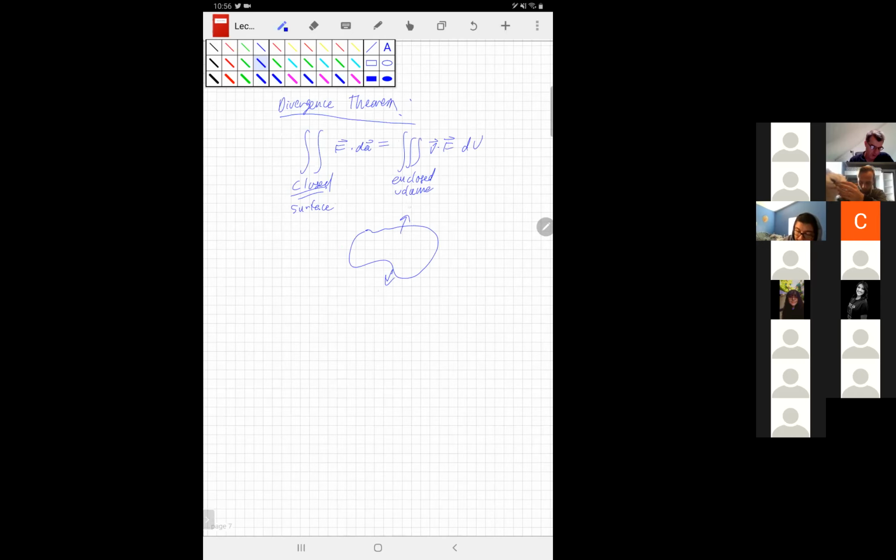We have a whole bunch of different places where we just keep computing f dot dA. And over here, we've got another value of f. And we could integrate over the entire enclosed volume del dot f. And these two things are the same.